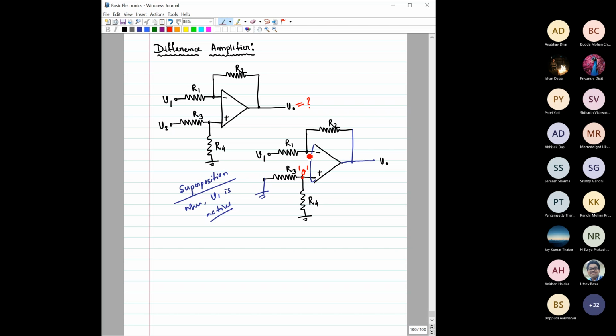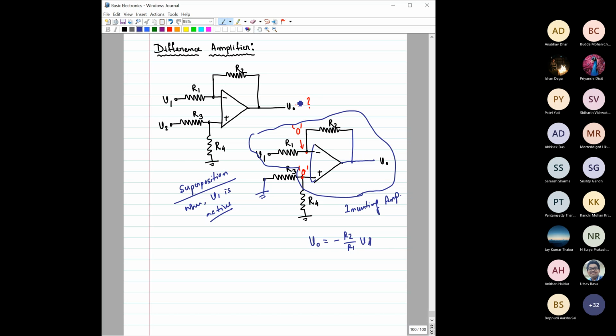If this node potential is 0, then using the virtual short concept, we can also say this node potential is also 0. So this is basically grounded. Then the remaining part of the circuit is nothing but an inverting amplifier, and for an inverting amplifier we know the gain. Including this 0, because you can consider this as a ground, the output voltage would be equal to minus R2 by R1 of V1. I have written V1, so let me write it: minus R2 by R1 V1.